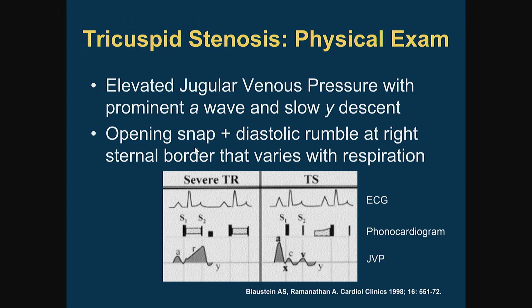In patients with tricuspid stenosis, there is an opening snap, which is the abrupt cessation of opening of the tricuspid valve due to the stenosis, and a diastolic rumble that's audible at the right sternal border and varies with respiration. And you can see that murmur diagrammed here.